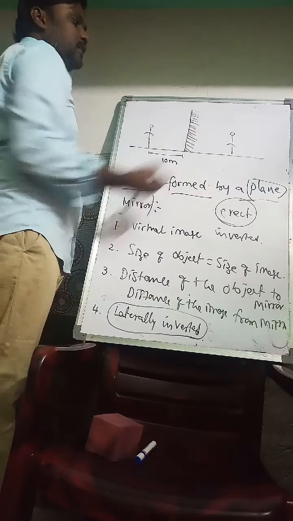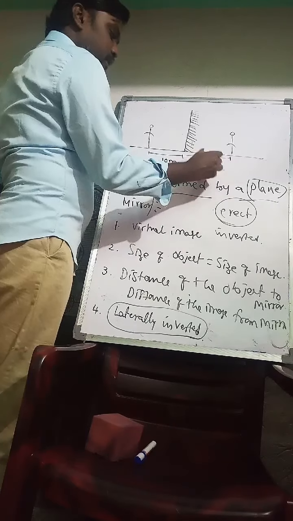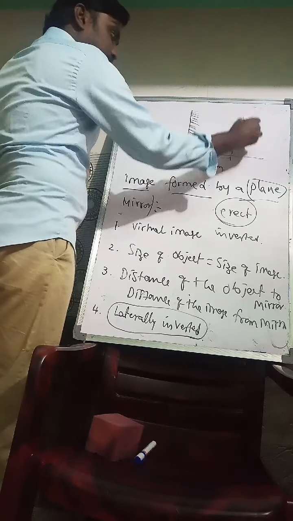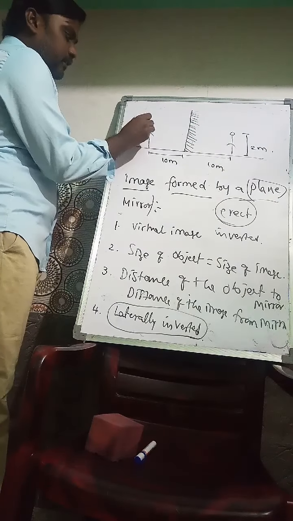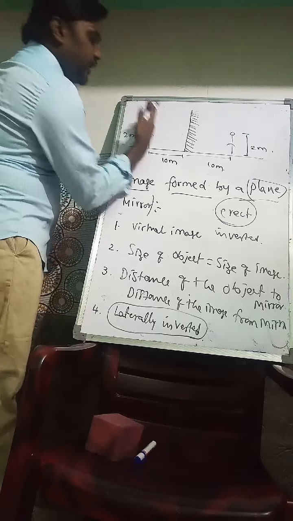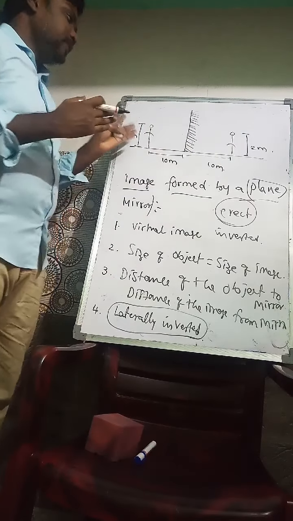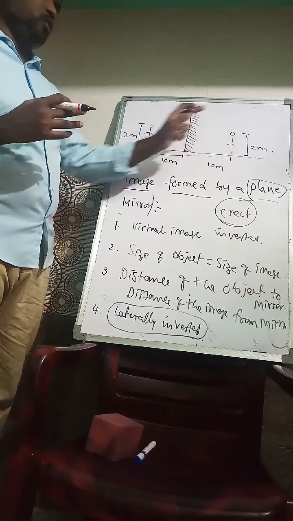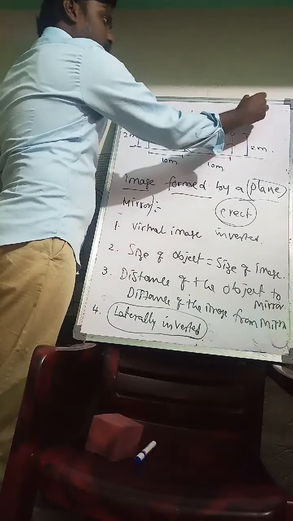So that is why this is called a virtual image. The distance is also the same, 10 meters, and if the height is 2 meters, the image height is also 2 meters only. Whatever the orientation of the object, the image has the same orientation. It's not upside down. The head will not be here and the legs there. This is simply called virtual.